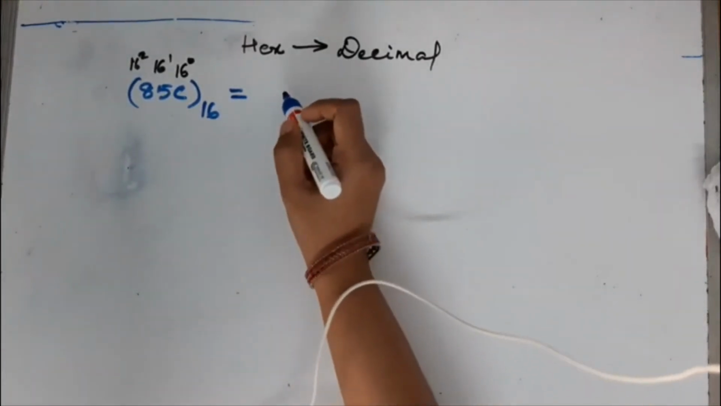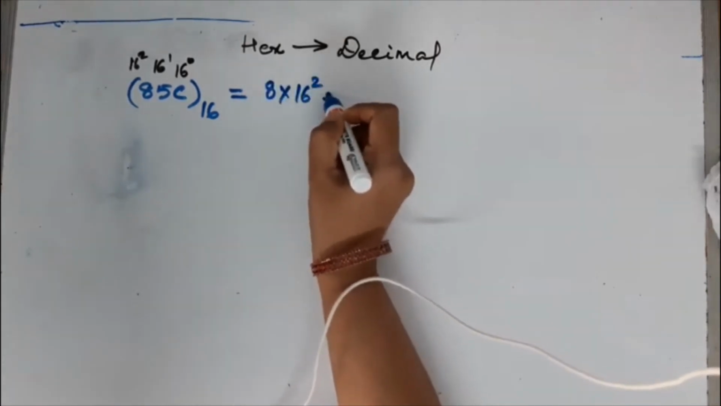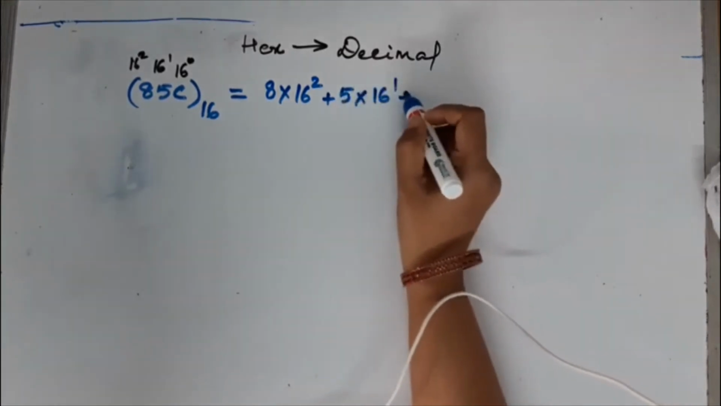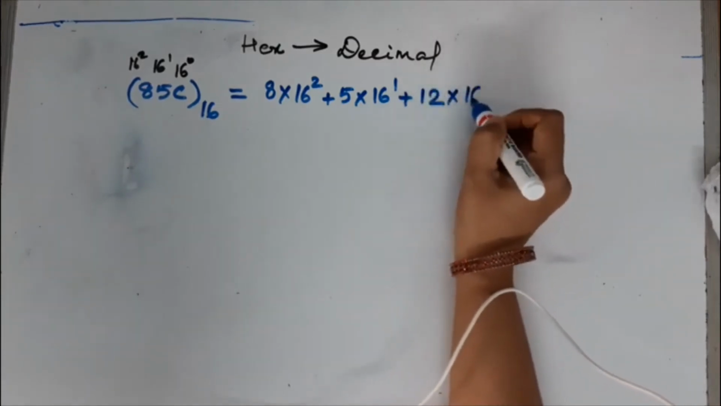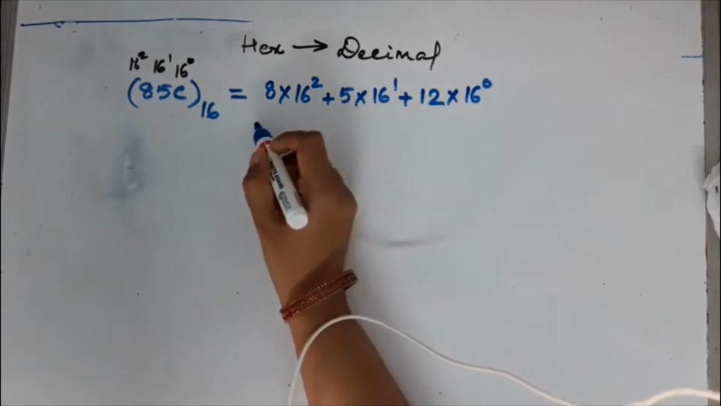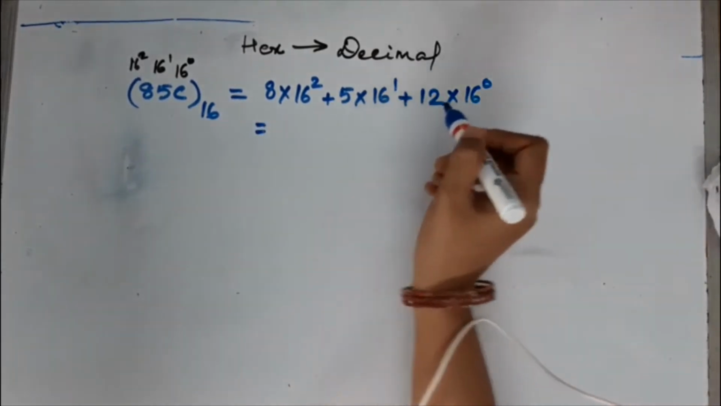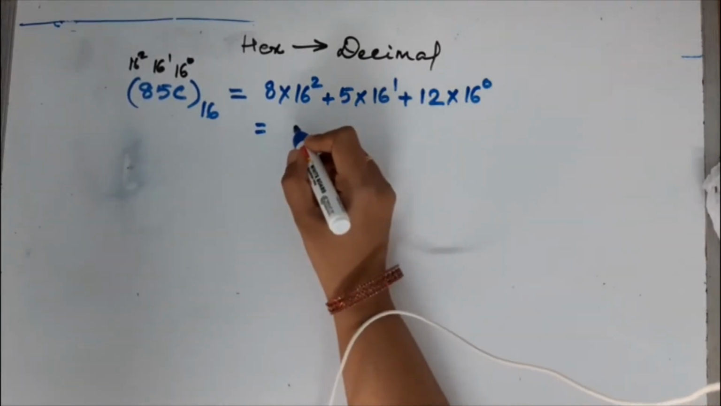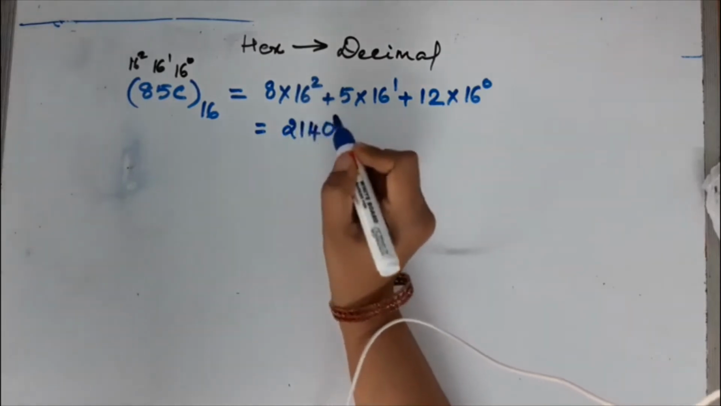So that will be 8 into 16 raised to 2 plus 5 into 16 raised to 1 plus C. C is 12. 12 into 16 raised to 0. So 8 into 16 square plus 5 into 16 plus 12 into 1. So if you calculate that, can you tell me what's the answer? So you will get it as 2140.